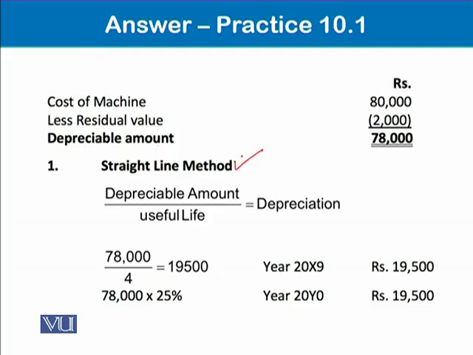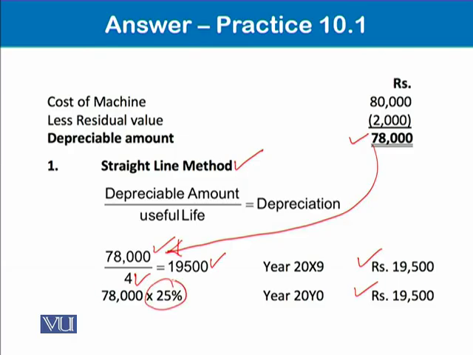For calculating depreciation under the straight line method, we have to work out the depreciable amount. And we know very well that cost of asset minus residual value gives us the depreciable amount. The formula is depreciable amount divided by useful life. Depreciable amount is 78,000 coming from here, and useful life is 4 years. So the depreciation expense for 1 year is 19,500. The same will be the depreciation expense for the year Y0.